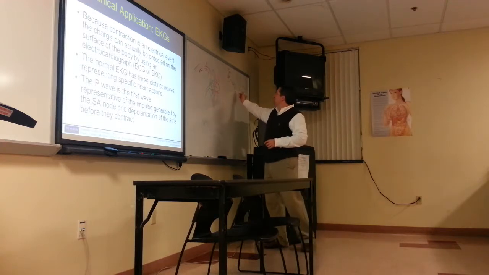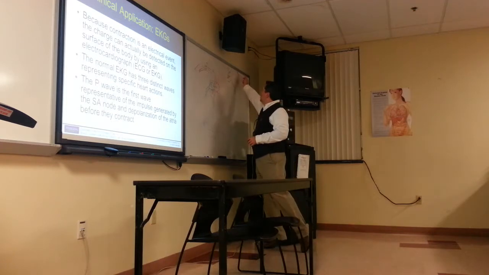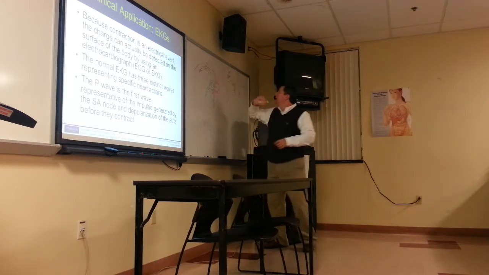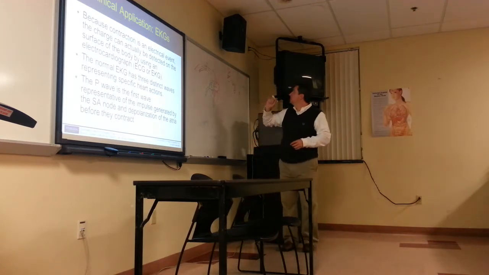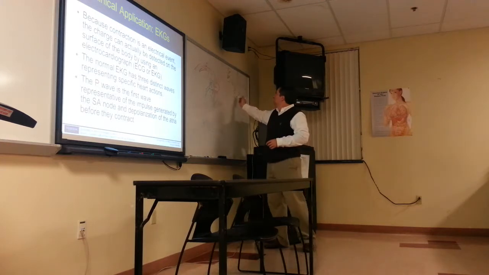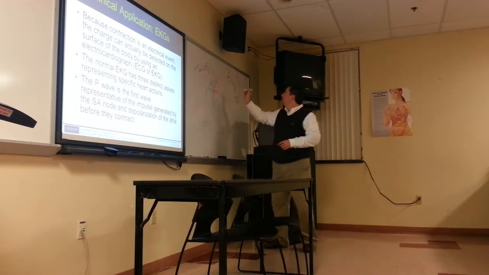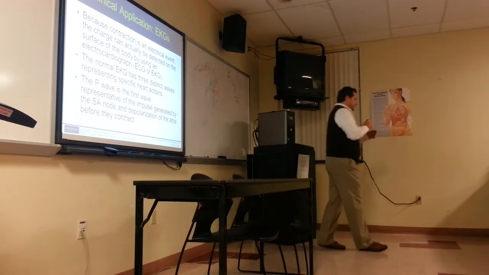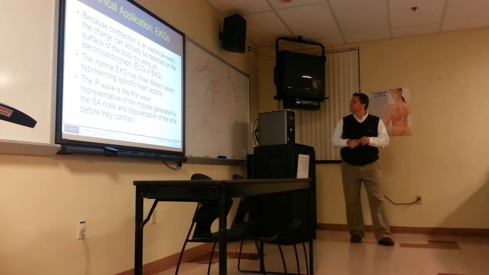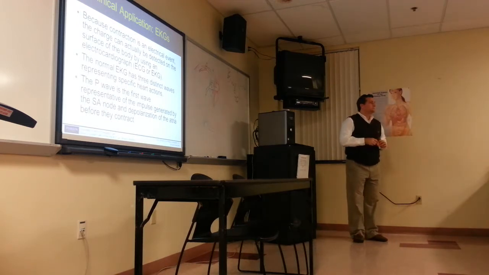Then this is the Q, R, S. And what does that correspond with? The depolarization of the ventricle. Ventricular depolarization. Okay. And then the final T wave corresponds with what? Ventricular repolarization. Why don't we see atrial repolarization? It's happening at the same time.